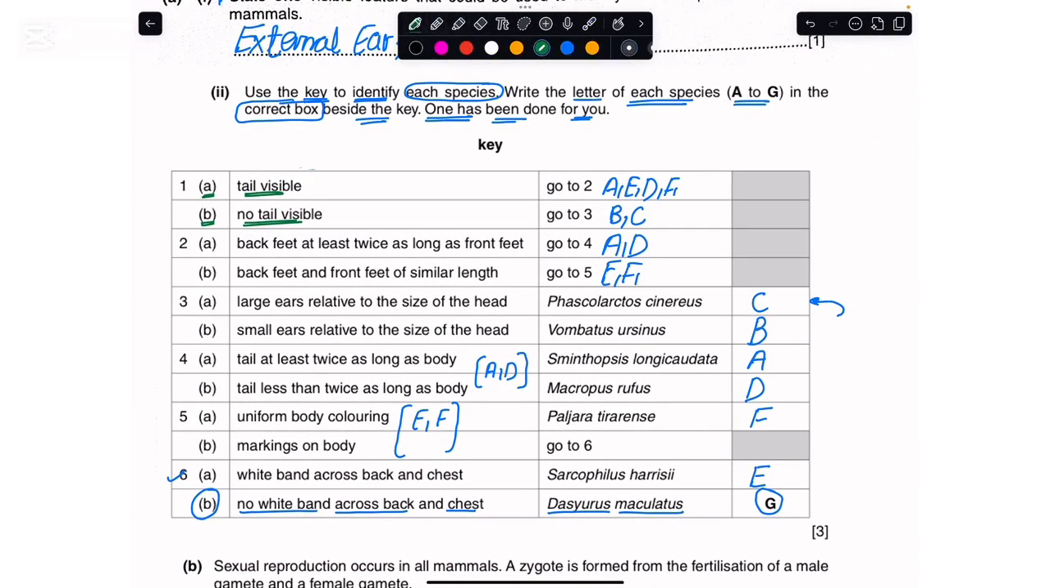So you see I have written that this is A and D, and those whose front and back feet are of an equal length, so this is E and F. Now after I have written their letters here, I would be going to the fourth point. Here I have written A and D, that we have to be sorting A and D according to the statements given. And here they say the tail is at least twice as long as the body, and the tail is less than twice as long as the body.